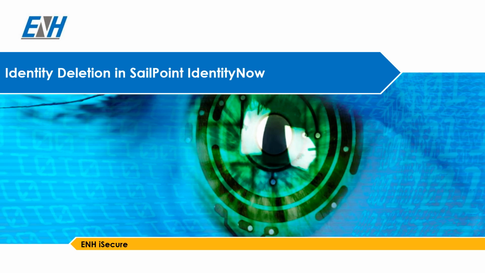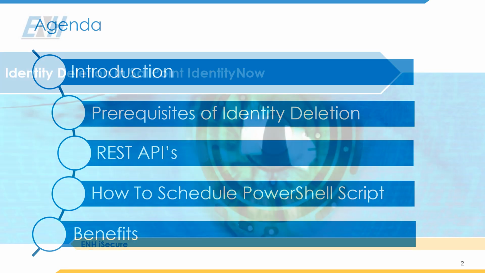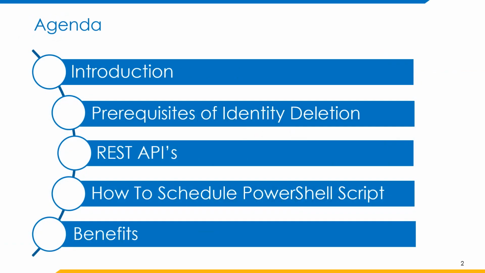Today we are discussing identity deletion by using a PowerShell script in SailPoint IdentityNow. The main agenda of this presentation is to delete identities from SailPoint in order to manage active identities in SailPoint. In coming slides, let's discuss the prerequisites of identity deletion, the required REST APIs, how to schedule the PowerShell script, and its benefits. Coming to the next slide, let's discuss the introduction part.